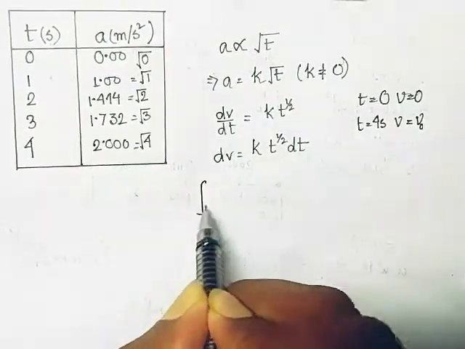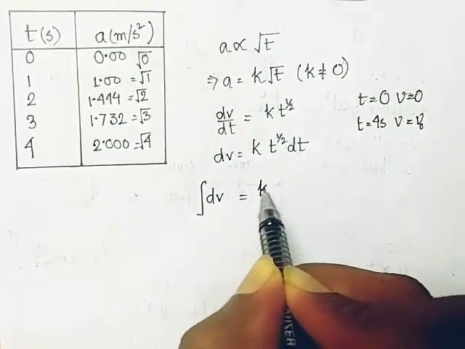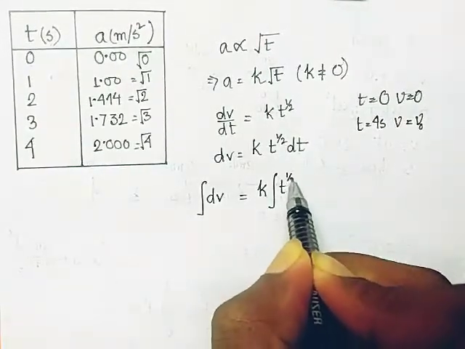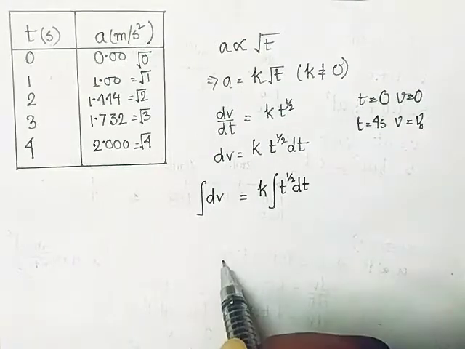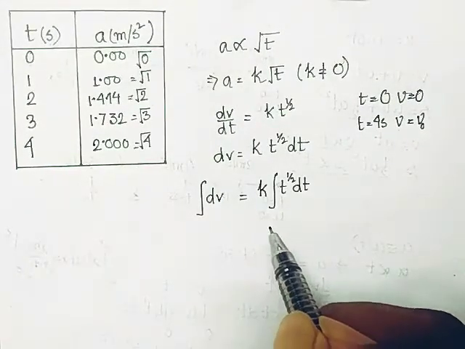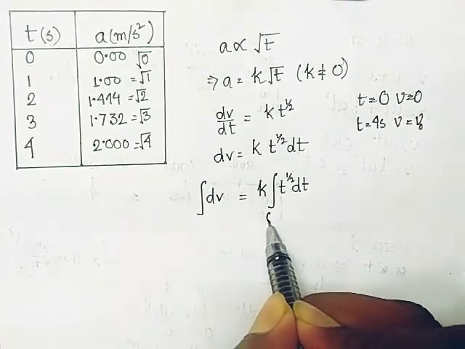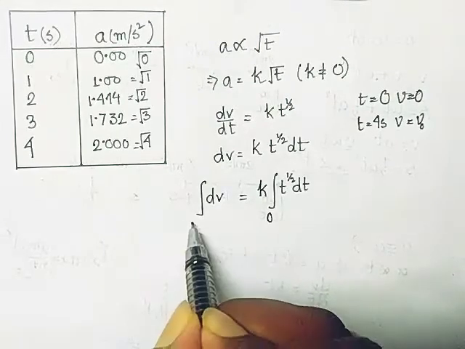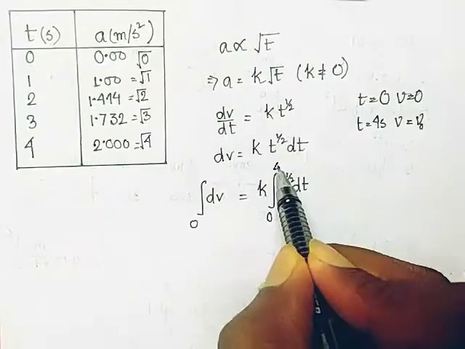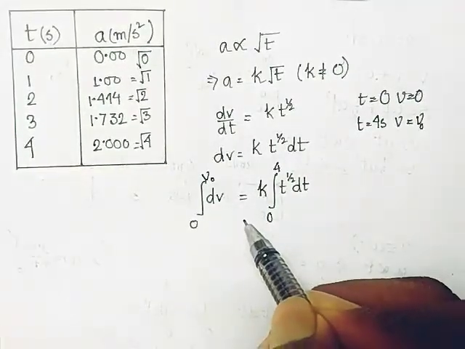So if I integrate this, it will be the integral of dv equals k, a constant, which can be taken outside the integration, times the integral of t to the power half dt. Now pay concern when you are putting the limits. When t equals 0, initially the velocity is also 0. When t equals 4, at that time the velocity v naught is what we have to determine.